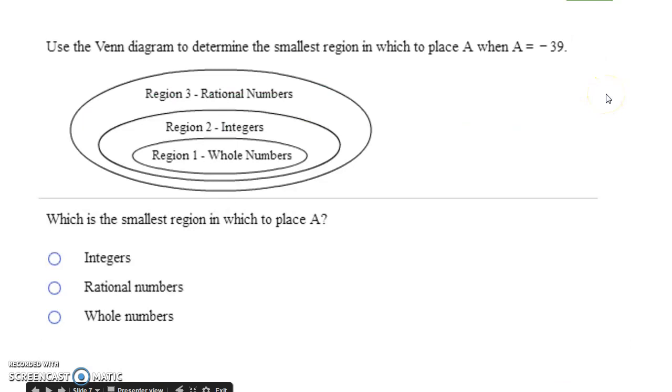All right, next thing to review. Right here, one more question about that. If we have the number negative 39, what is the smallest category we can fit that in? Would it be a whole number, negative 39? No. Would it be an integer? Yes. Negative 39 would be an integer.